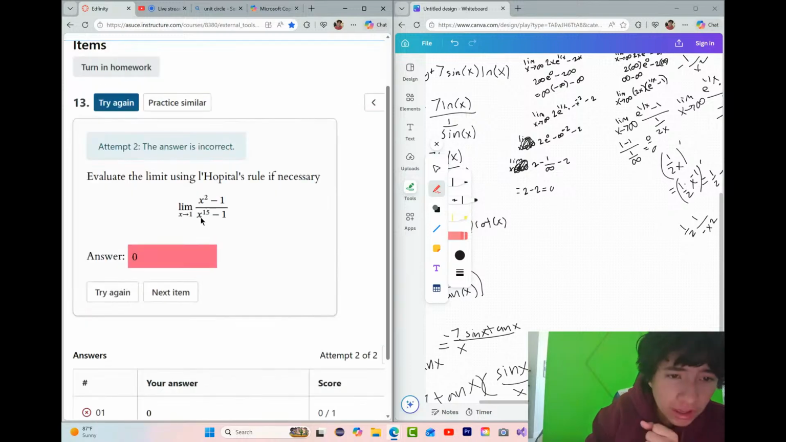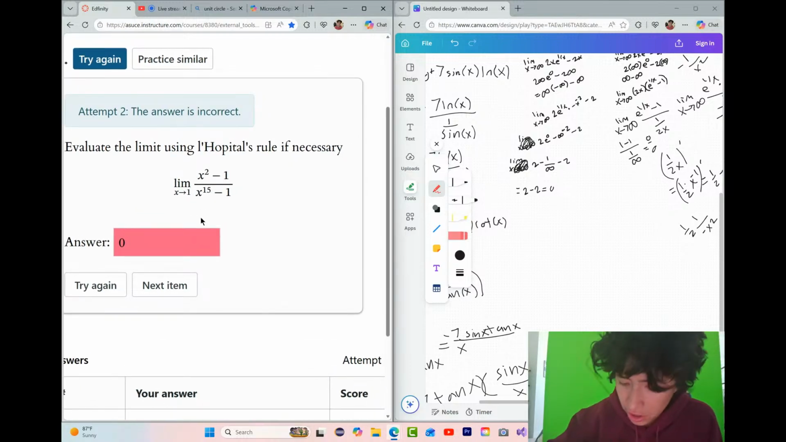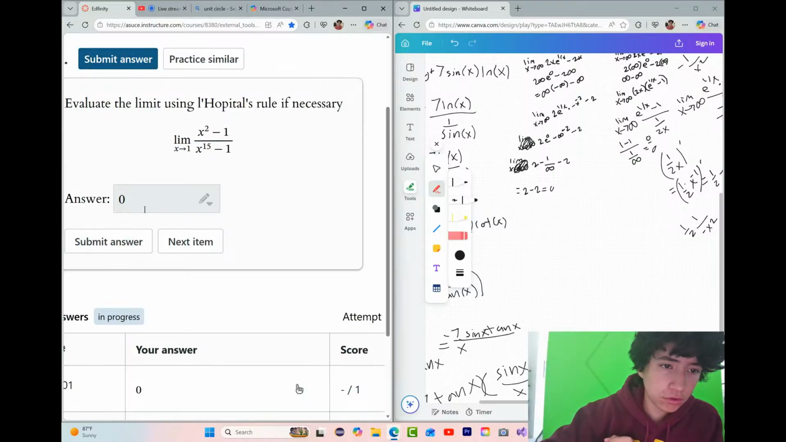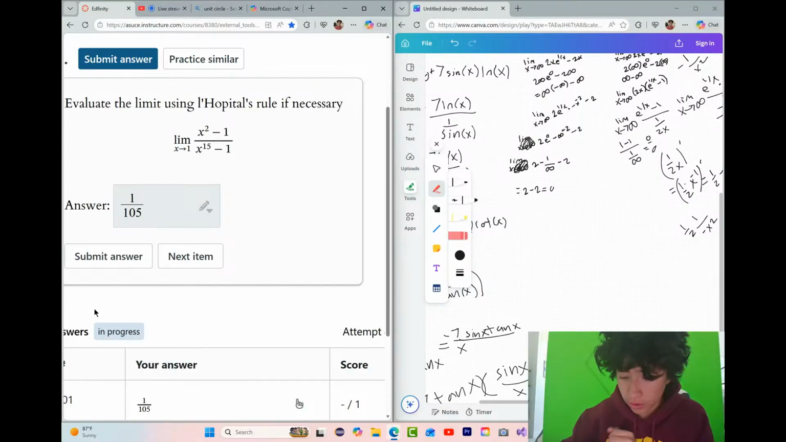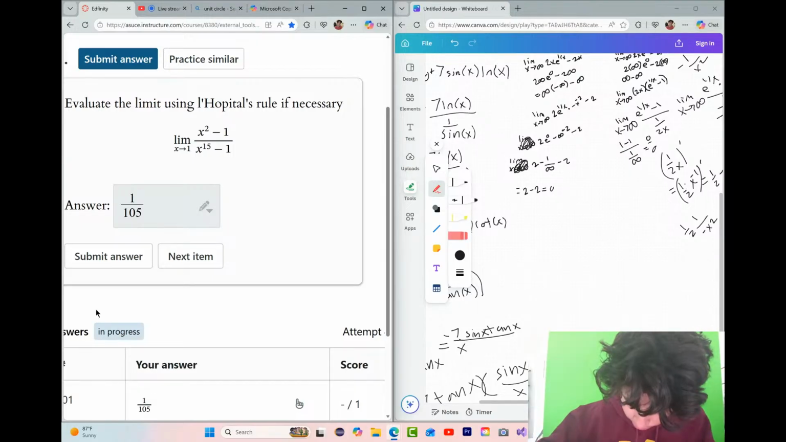Oh, I'm sorry. We have x tends to 1, not 0. So we get 2 over 210, or 1 over 105. Whoops. That's also wrong. Hold on. First of all, okay. No, no, no. Stop, stop, stop. We did this all wrong then.